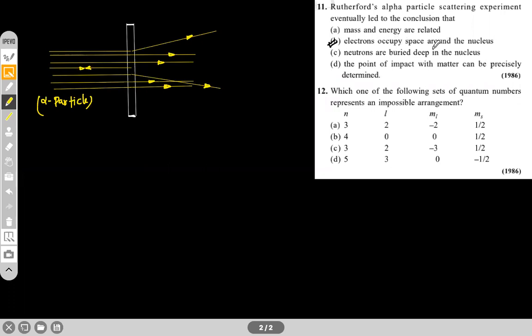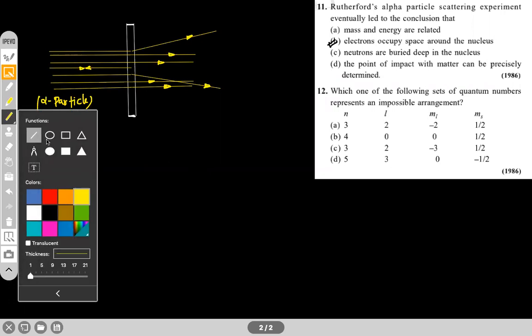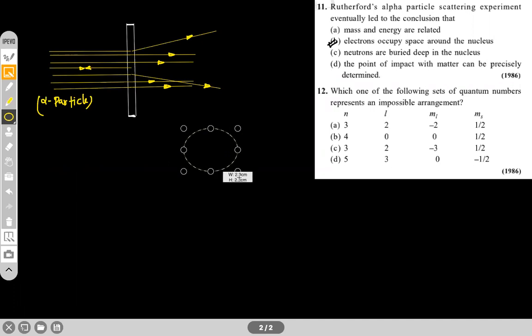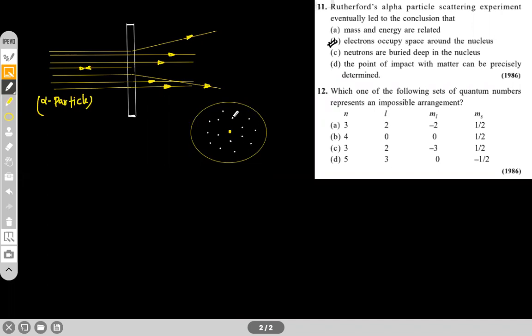And that's what it means: the electron occupies space around the nucleus. It is given in another way, but it means the same thing. Suppose this is the atom we have, with the nucleus here, and electrons present in the orbital. So in between the electrons and the nucleus, there are spaces available. These are the vacant spaces available around the nucleus in an atom. That is what the second option says, that spaces are available around the nucleus in an atom. And this is the orbit in which the electron is present, right? Hence, option B is correct. So this is for question number 11.